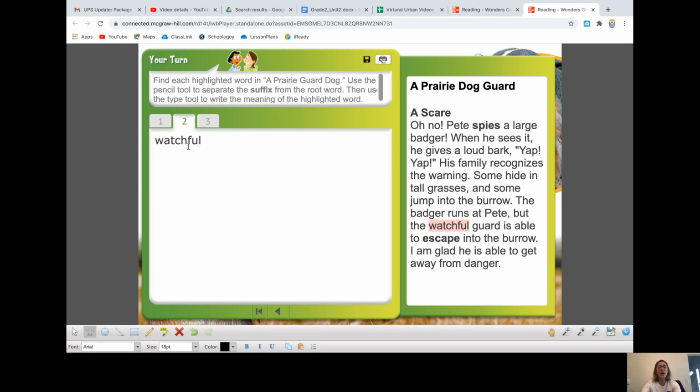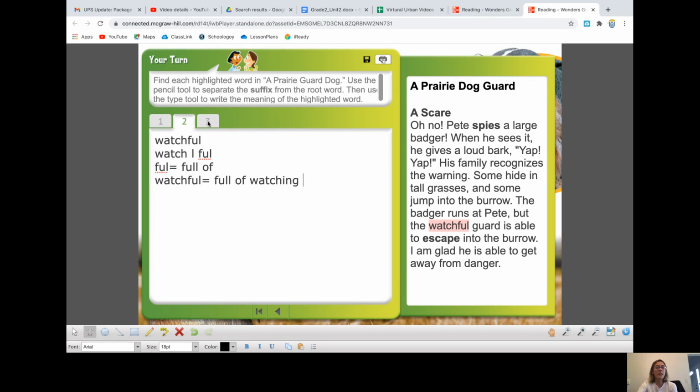All right, so I hope that you put watch is the root word and that full is the suffix. I hope you wrote down that full means full of. So then I hope you wrote down that watchful means full of watching or looking. He is full of looking around. He is able to do that forever. Well, not forever, but you understand.